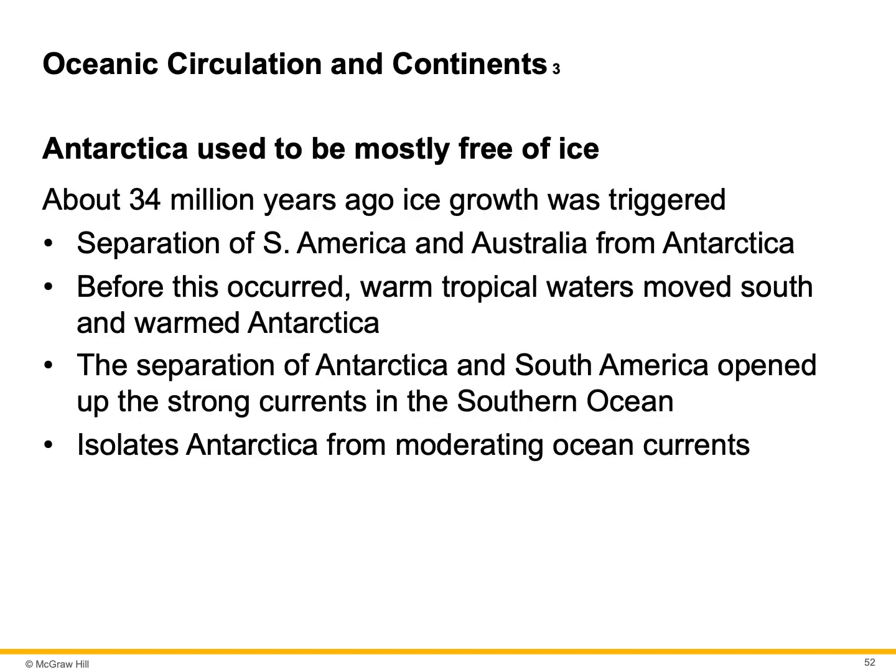Antarctica used to be mostly free of ice. About 34 million years ago, ice growth was triggered. There was a separation of South America and Australia from Antarctica. But before this occurred, warm tropical waters moved south and warmed Antarctica. The separation of Antarctica and South America opened up the strong currents in the Southern Ocean. Some of the strongest currents in the world are located between South America and Antarctica. This isolated Antarctica from moderating ocean currents.